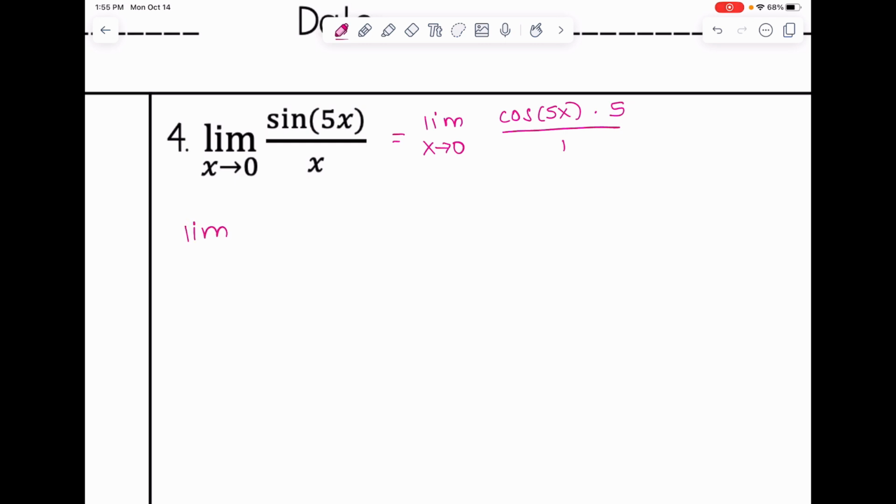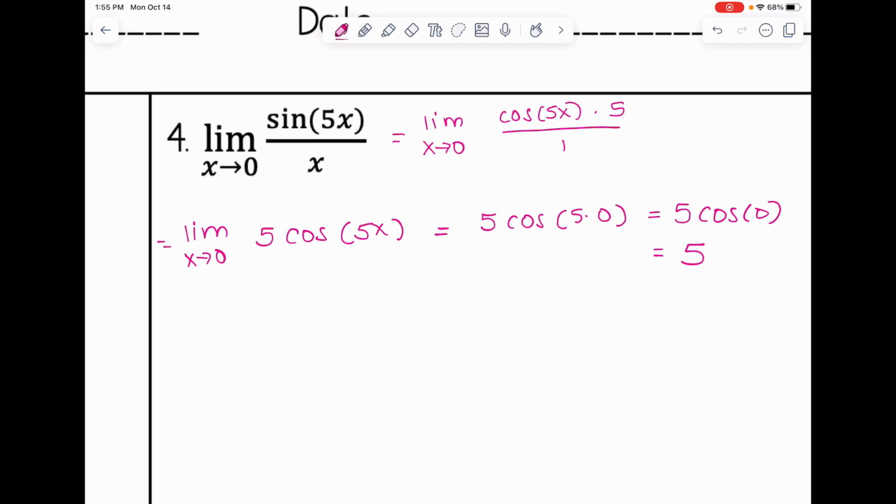Okay, we could rewrite that again as the limit as x approaches 0 of 5 cosine 5x. And now let's substitute 0 in here. So I'm getting 5 cosine of 5 times 0, or 5 times the cosine of 0. Cosine of 0 is 1, so I'm going to get 5 as my answer for number 4.